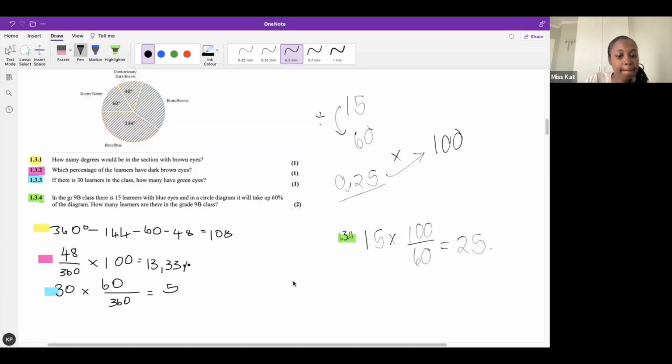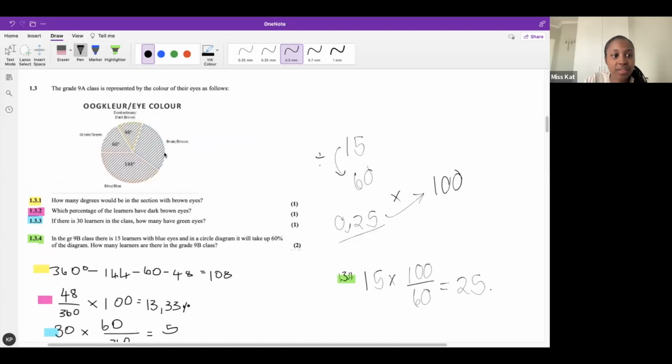So when you were doing the sum, when I check on the circle, I see that there's no blue eyes. It only says green. So Tando, this circle was for which class? 9B, I mean 9A, sorry. And the question 1.3.4 is for? 9B. So they're two different classes.